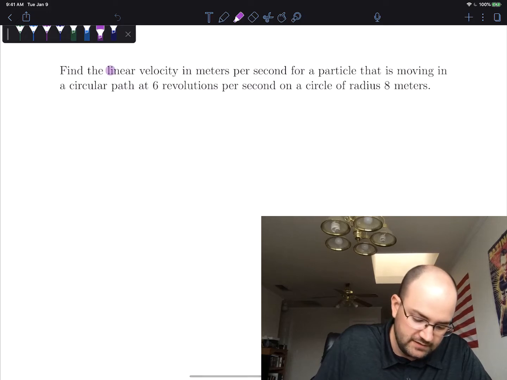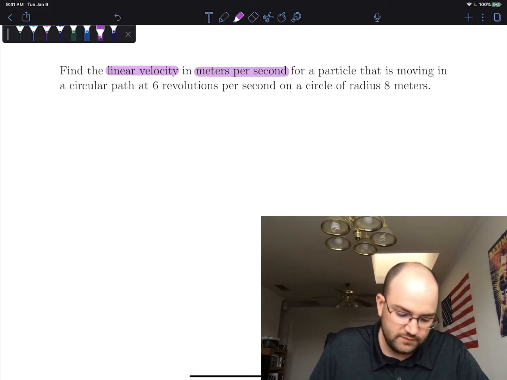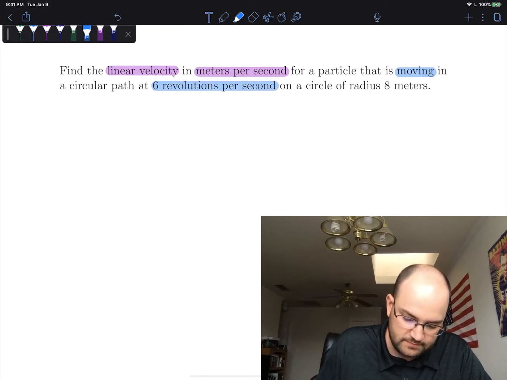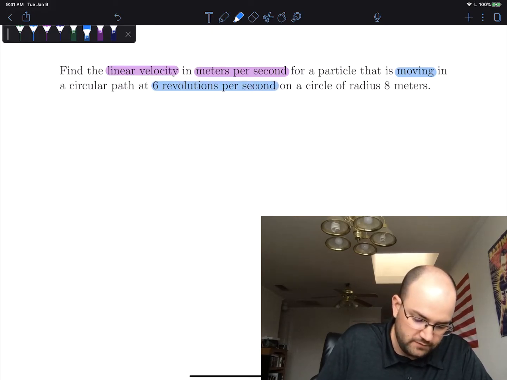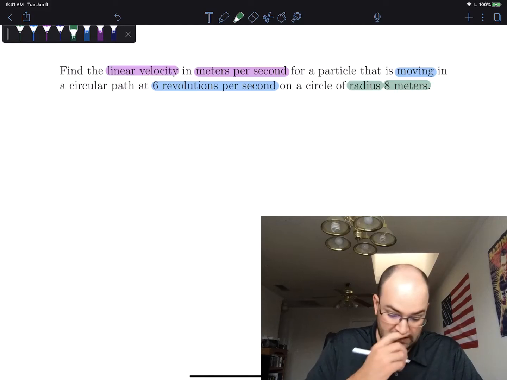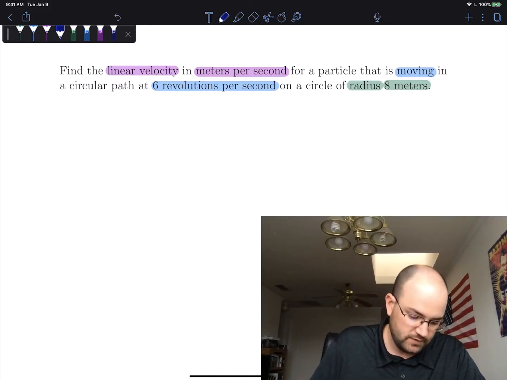We want to find the linear velocity, and specifically in meters per second, for a particle that is moving in a circular path. We're told that it is moving basically at an angular velocity of 6 revolutions per second. And it's on a circle of radius 8 meters. Okay. Notice that we want the linear velocity of circular motion.